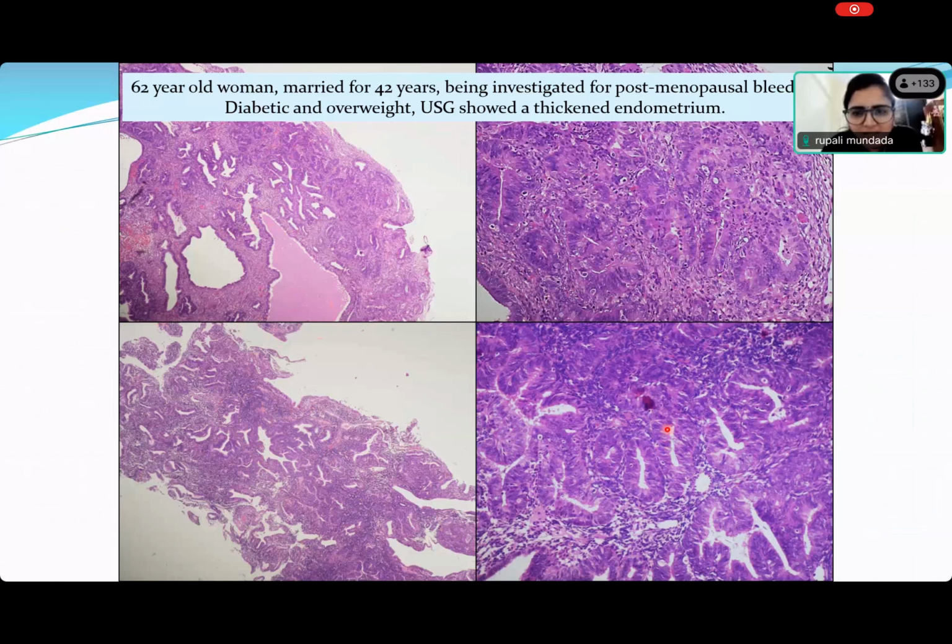What's your problem now, Rupali? Do you think that this has got atypia or no atypia? On the right-hand side. Both the pictures on the right-hand side. These are hyperplasia without atypia. Without atypia on the right-hand side. Wow, great. Come on now, Mulyan.